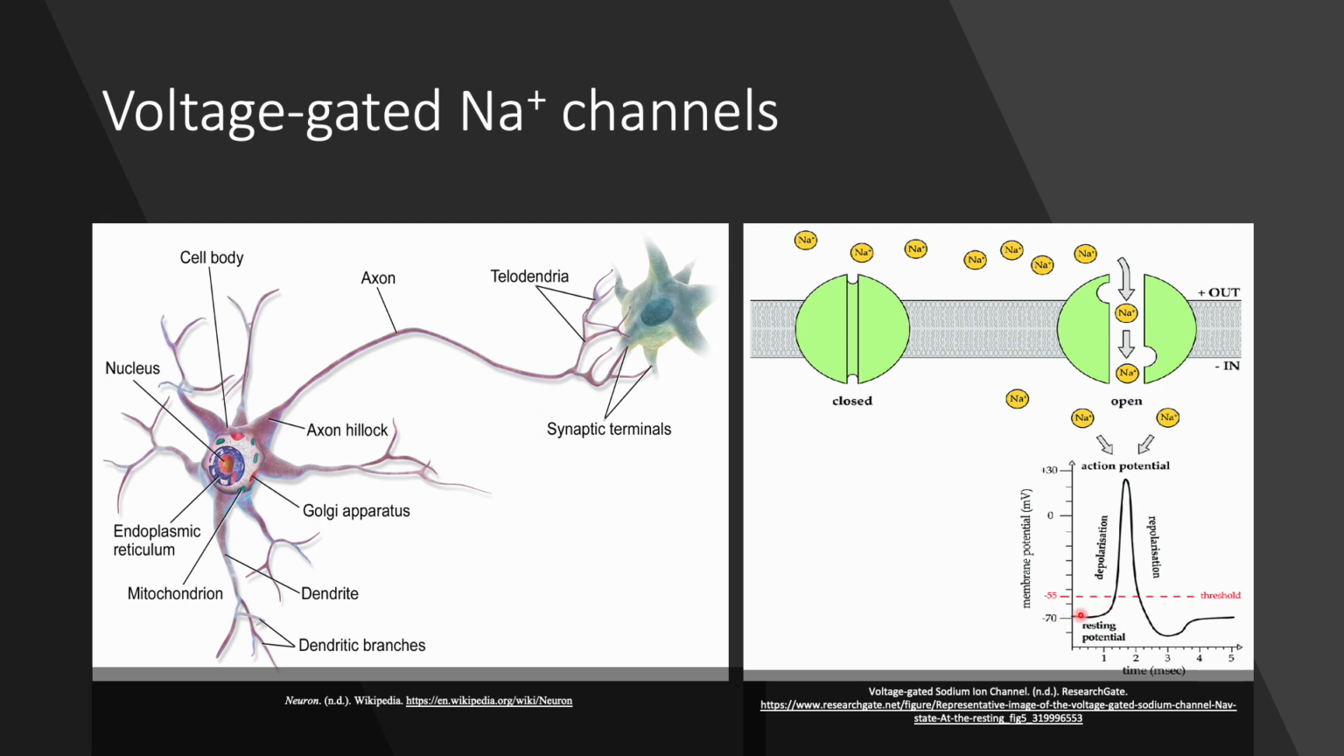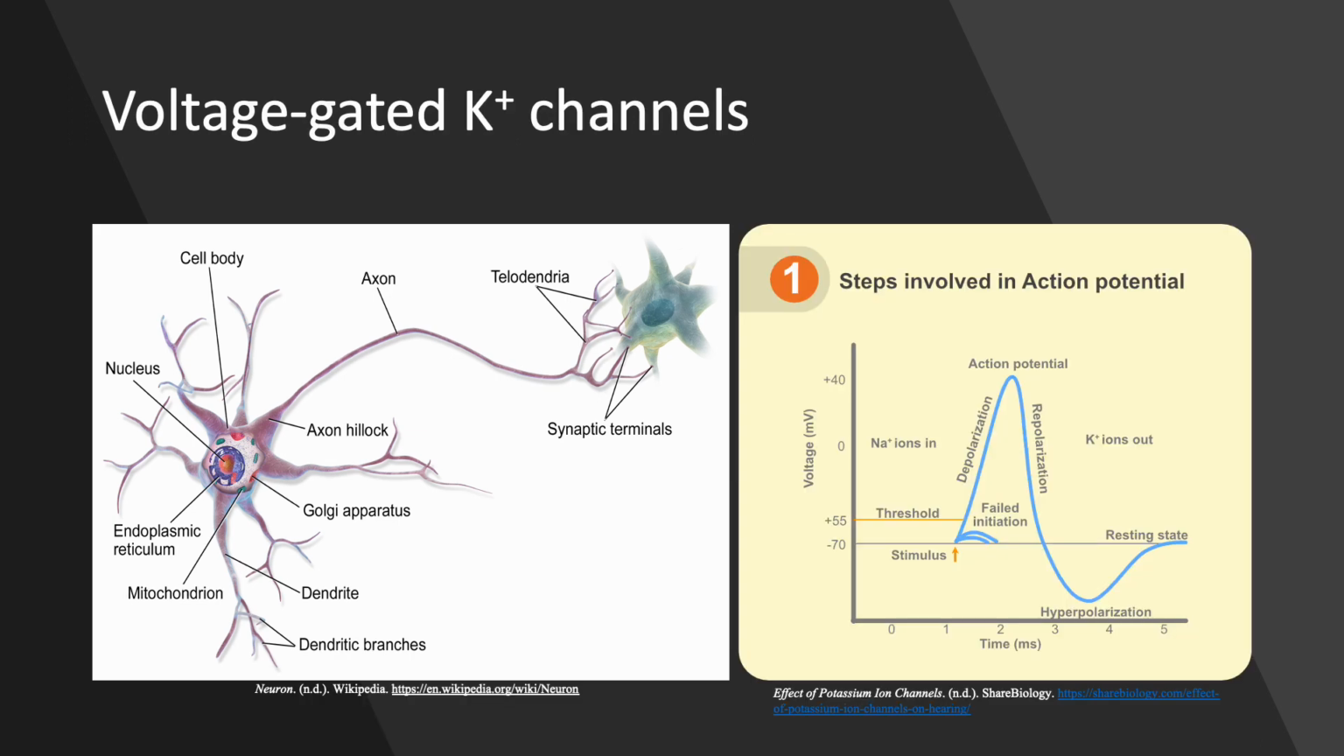Now, if depolarization takes place, the channels are going to open in response to a neurotransmitter such as acetylcholine. And this is where sodium ions will end up traversing the membrane and going inside. And that will cause the inside of the membrane to become more positive. And with that, we see a spike in this graph representing depolarization.